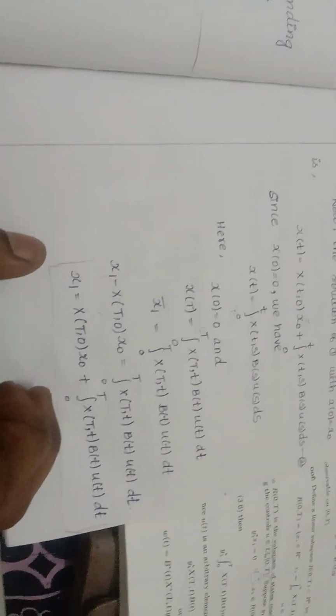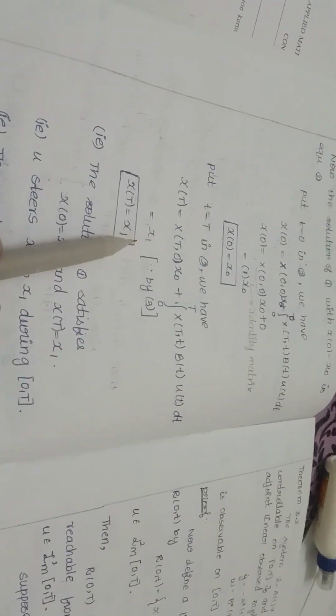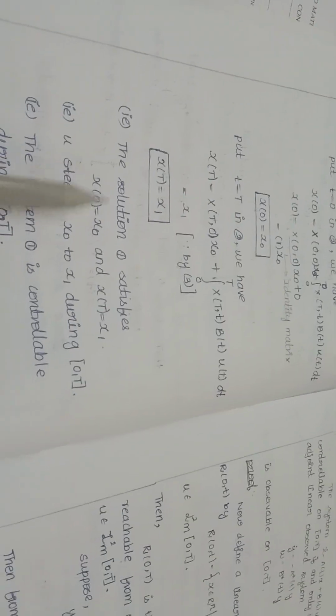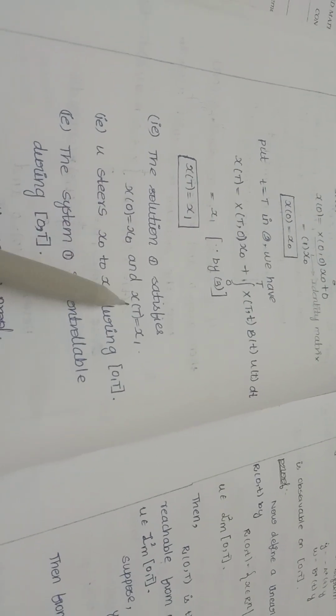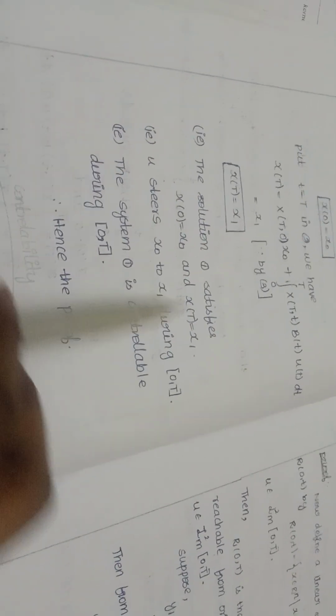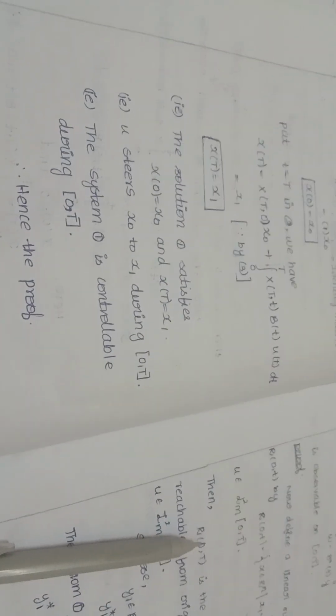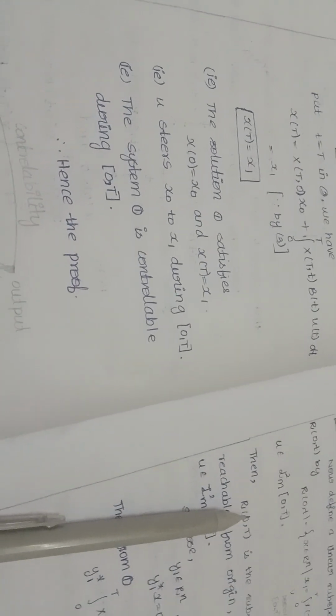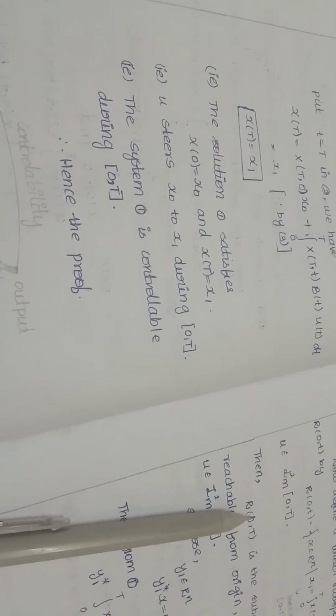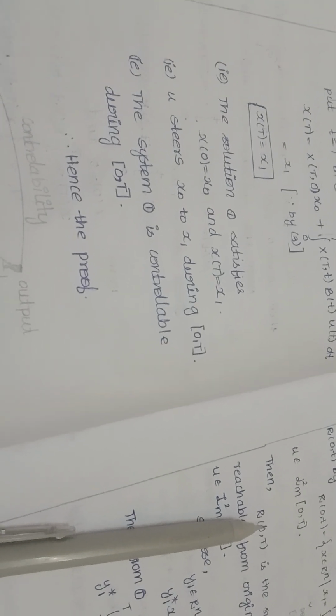So this will be in the form of x1, so instead of that we can put x1. So x of 0 equal to x naught, x of T equal to x1. So the solution, with x of 0 equal to x naught and x of T equal to x1, u steers from x naught to x1 during the interval 0 comma T. So the system is controllable during the interval 0 comma T. Hope you all understand, and thank you.